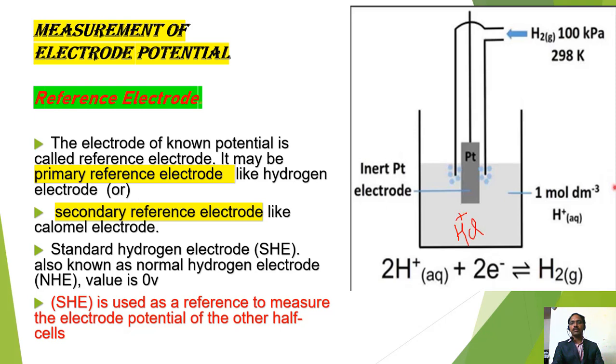Here H plus is there. On the platinum rod, hydrogen gas is adsorbed. See here, we are sending the hydrogen gas. So this H plus and hydrogen are both in equilibrium. This H plus may change to hydrogen gas, or hydrogen may change to H plus ion. That depends on the other attached electrode.